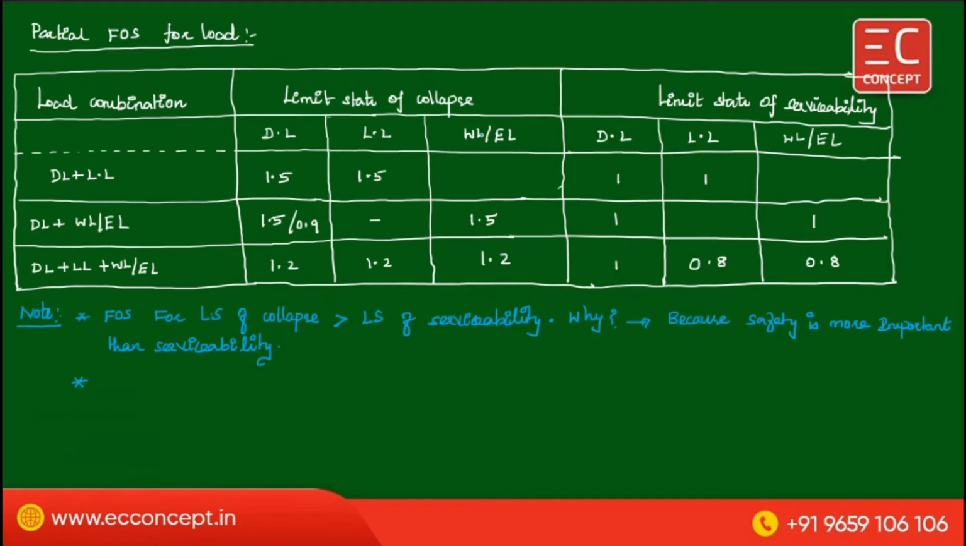Okay, now second point, I said you have to consider only either wind load or earthquake load. Why are we not considering earthquake load and wind load together? The reason is the earthquake load and wind load will not happen simultaneously. That means at a single time wind load and earthquake load are not acting on a structure; any one of the loads is acting at a particular time in general. So that's the reason we are taking any one of the loads for our design.